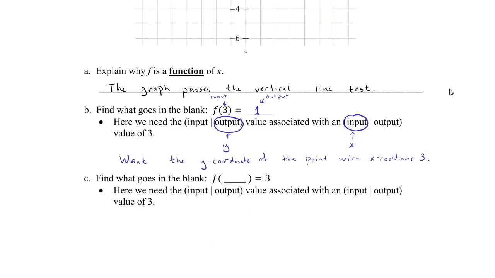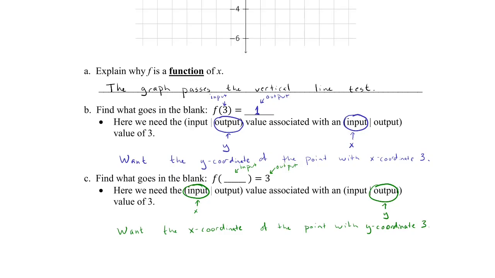Also using this graph, we can answer questions like f of what is 3? Remember, what's in parentheses after the function name is the input, and then the result is the output. So here we're trying to find the input associated with the output 3. Again, on the graph, the input is the x-coordinate, the output is the y-coordinate. And so we want to find the x-coordinate of the point with y-coordinate 3. So let's go back up to the graph and find that.